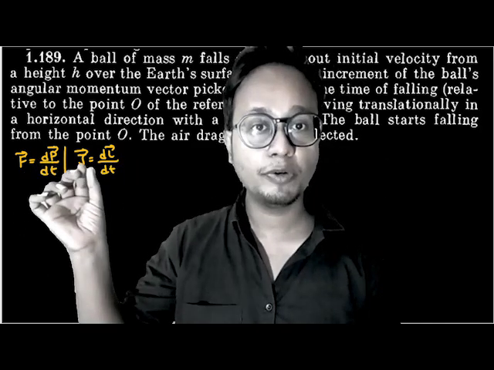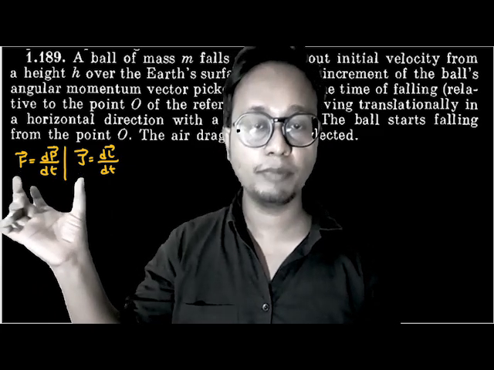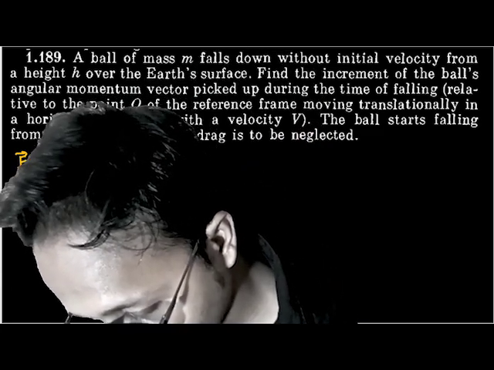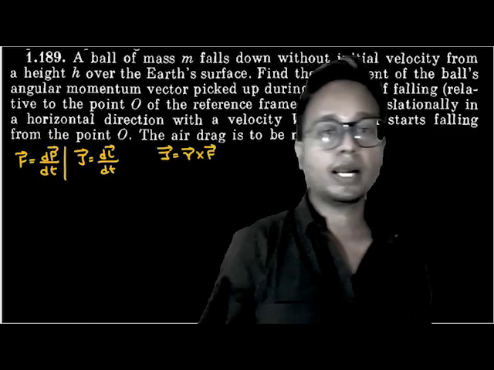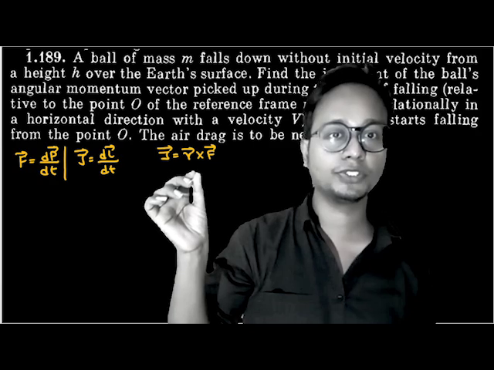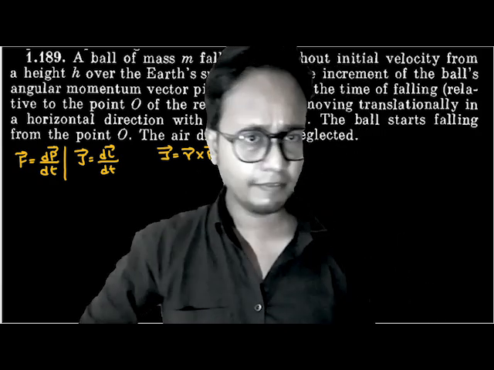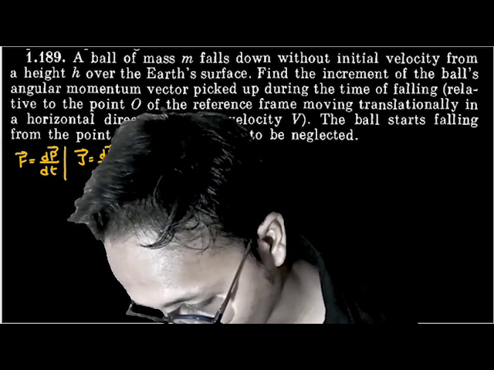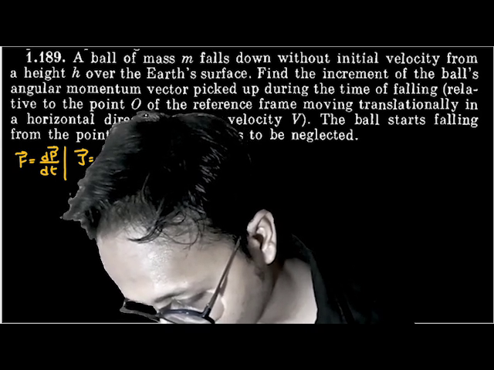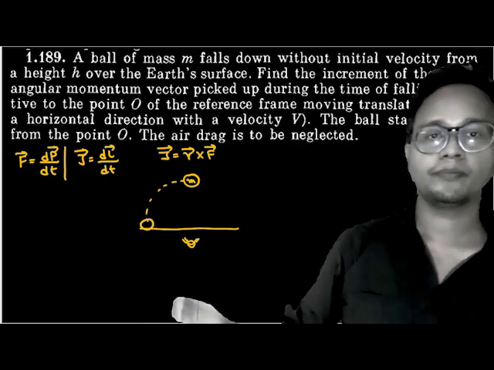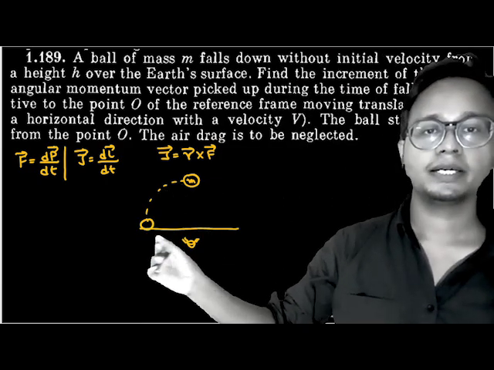What was the relation between torque and force? Torque is equal to r cross f, isn't it? Here r is the position vector of the point of application of force. Now from the perspective of the observer, the ball is out here and the ball will follow this trajectory.